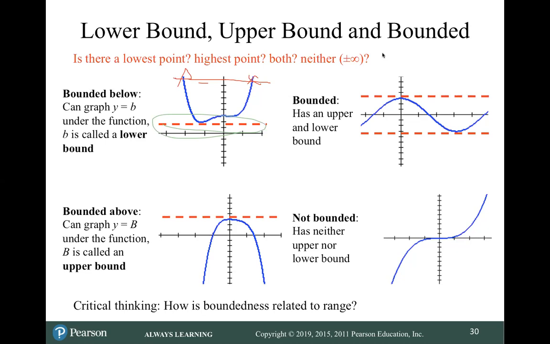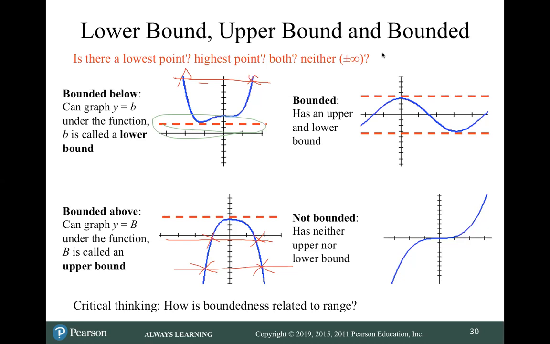The same thing happens if I can put a piece of bread above but not below. So I can find a point that's above every other point in the graph, but I can't find a point that's below every other point in the graph. No matter what, if I keep going, I will keep finding points on the graph that are below my line. So that would be just bounded above. It has only an upper bound.